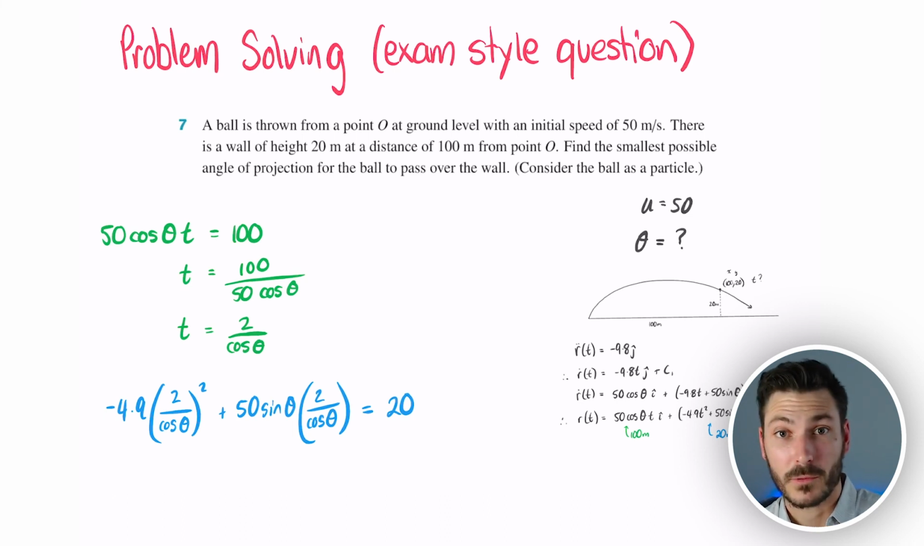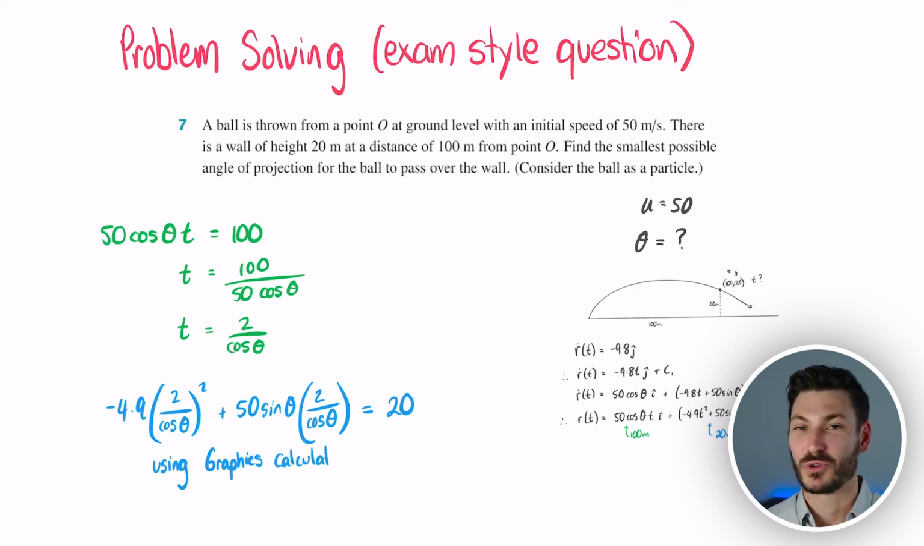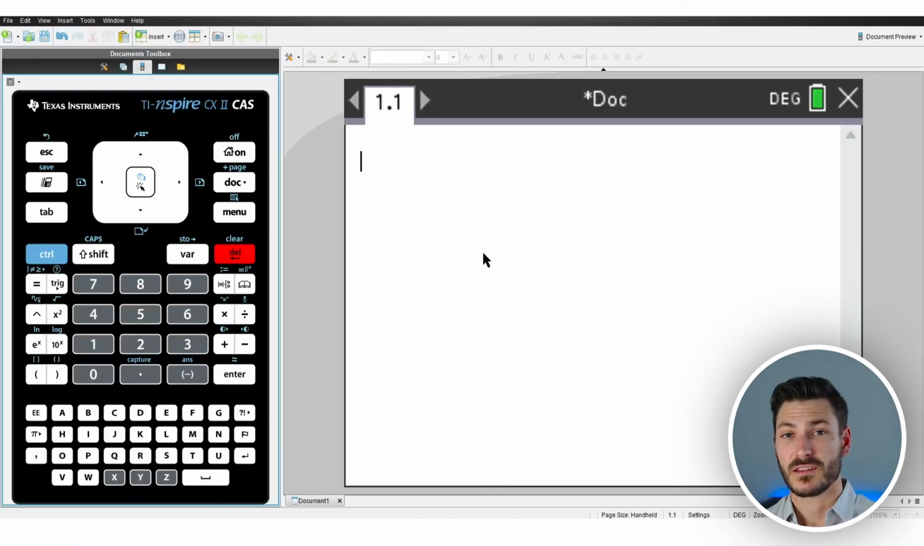Okay, as usual, I've popped some of the information to the side. We're just looking at this, and I'm just going to use the graphics calculator, and I'm going to show you that on my screen now. Okay, here I am in the TI Inspire student software. I'm going to show you two different ways you can solve this question.